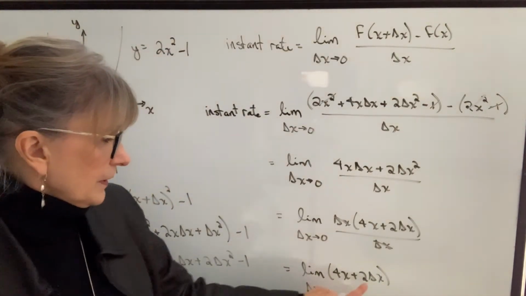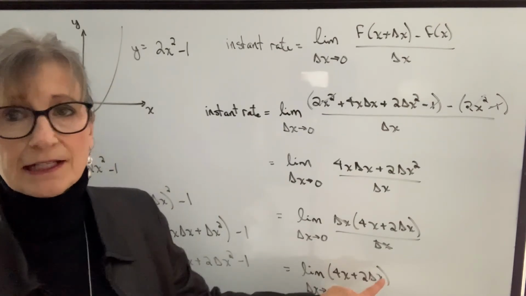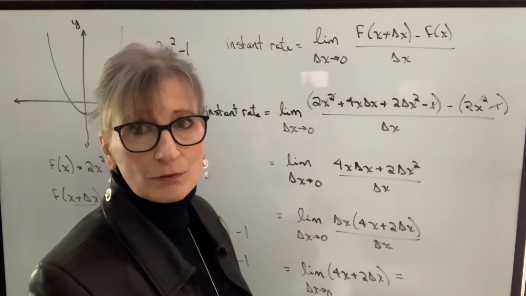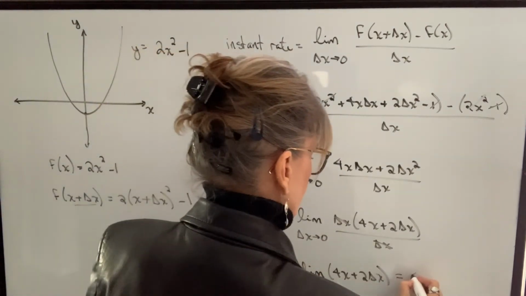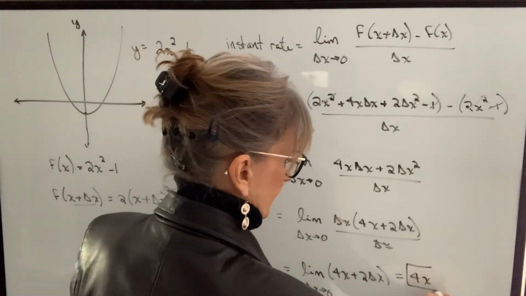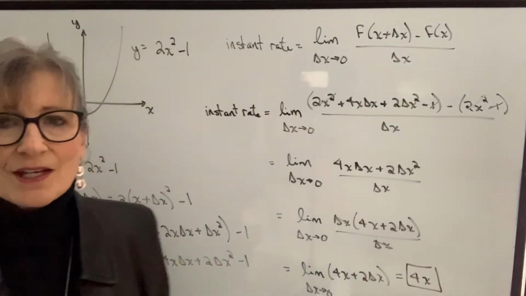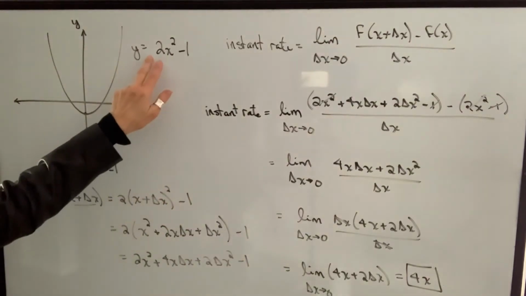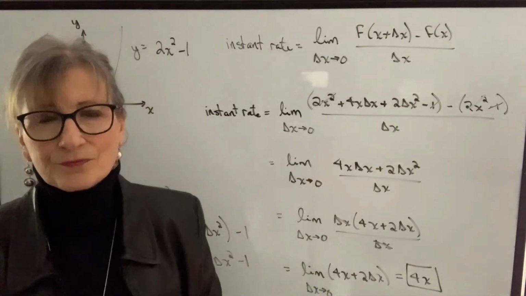I now can put 0 in for delta x. And when I do so, I'm actually finding the limit, so I don't write limit again. So it will be equal to 4x plus 2 times 0, which is just 4x. So 4x is the expression for the instantaneous rate of change of this function.